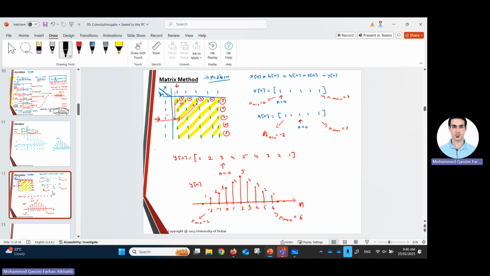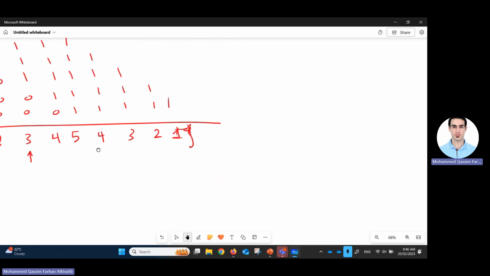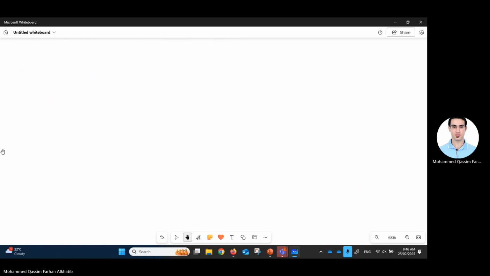Now the other method is the matrix method. Matrix method, again, it's an easy method. In the exam, you have the freedom to choose whatever you want. Matrix method is also a simple method. So we agree the number of samples, the initial point and the final point, you have to do them regardless of what method you are trying. Now the matrix method, you have it like this. So you write X and H. 1, 1, 1, 1, 1, 1, 1, 1, 1, 1.